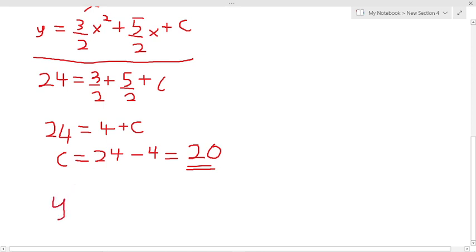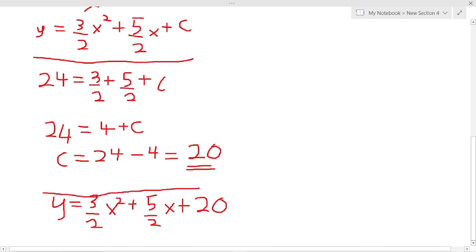So we have y equal to 3 on 2 x squared plus 5 on 2 x plus 20. So this is our equation now. This is our final equation.